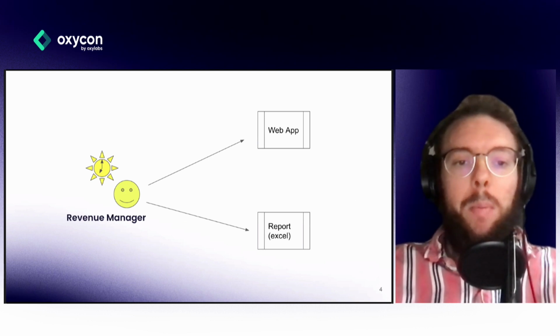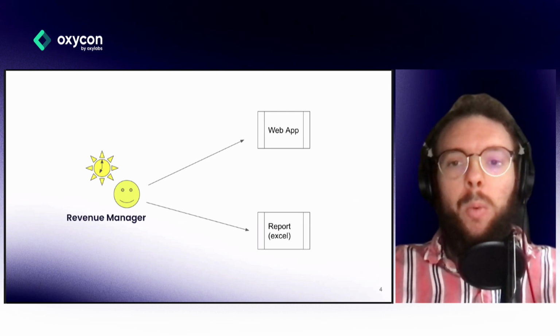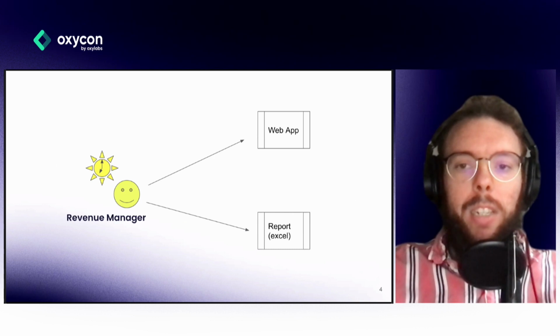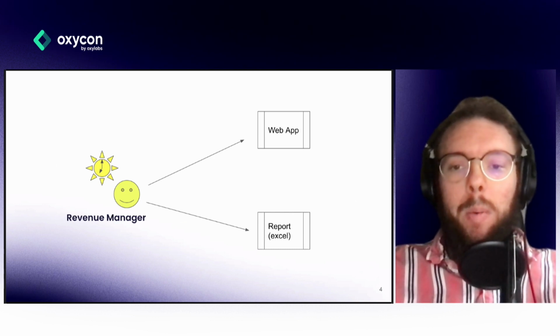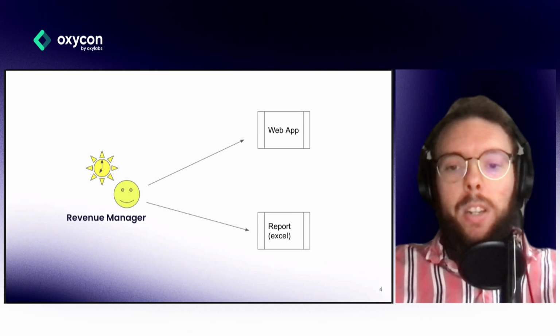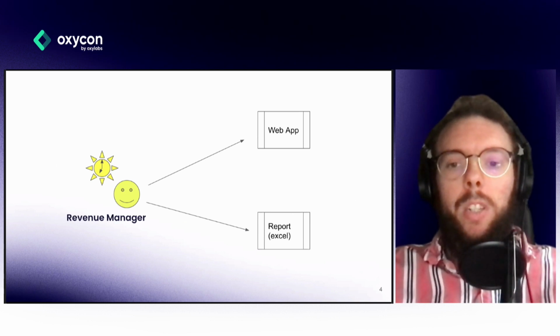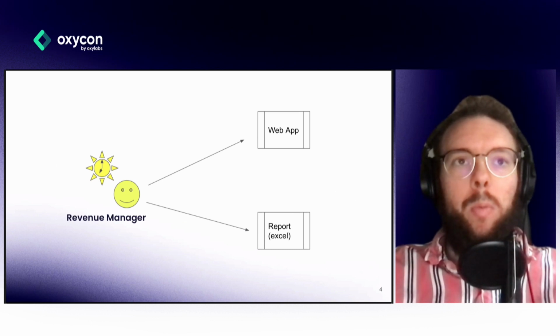What often happens is they come into their office and they want to see how they are doing, how their competitors are doing, and what kind of decisions they need to make that day to make the best for their revenue. This can be within the web application or as an Excel sheet that we send them in the form of reports.